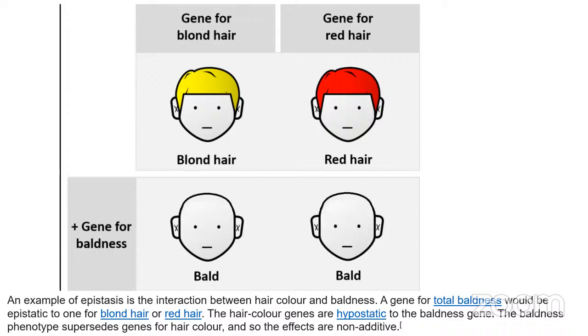That means here you can see an example of gene interaction. The two genes are interacting, or in simple words, the phenotype of hair color is dependent on the expression of the baldness gene.